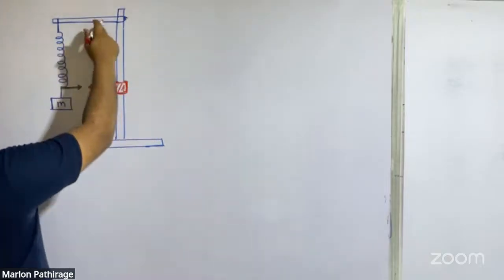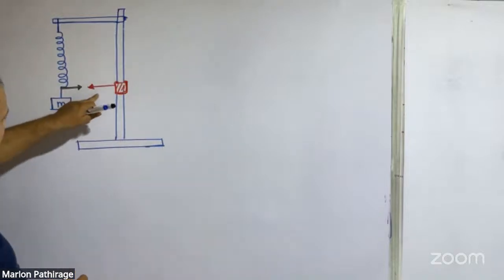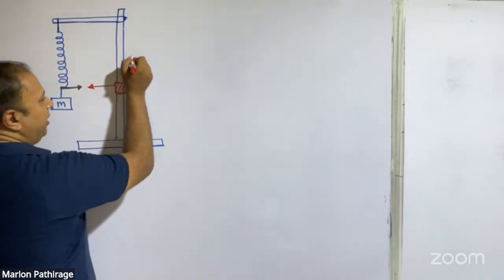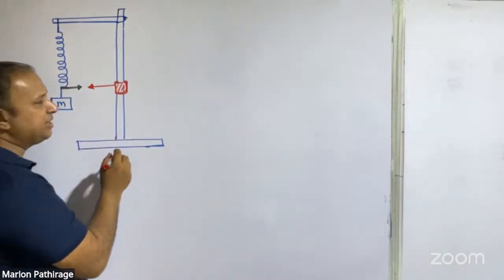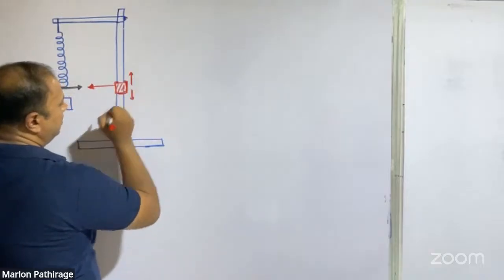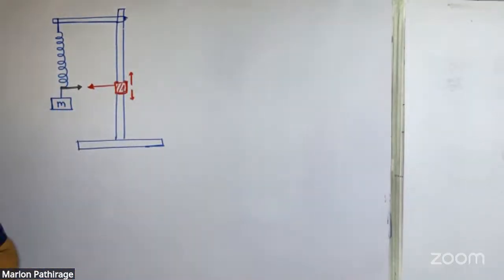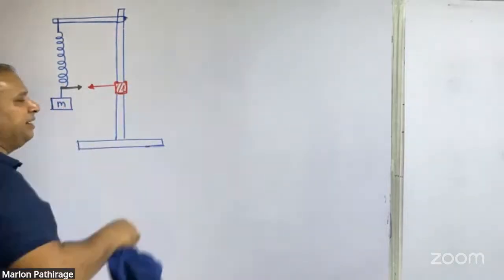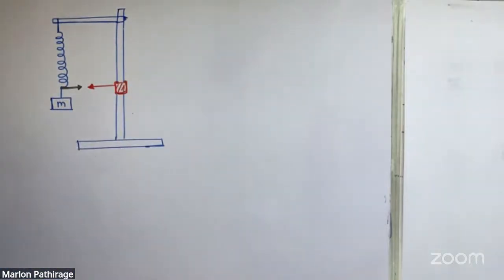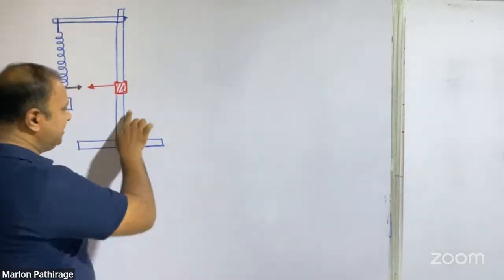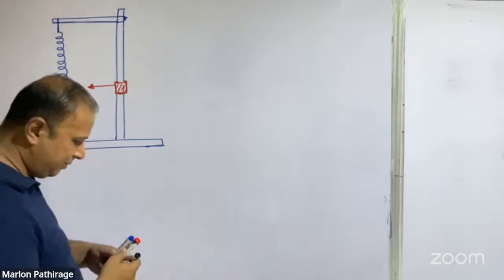So this is the stand, this is the indicator, this is the locating pin. This locating pin can be moved up and down. This can be moved up and down on the stand. When doing the test, it has to be fixed at one place.